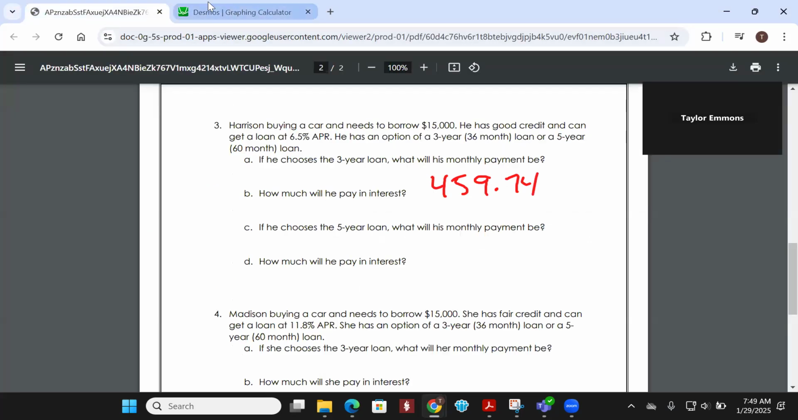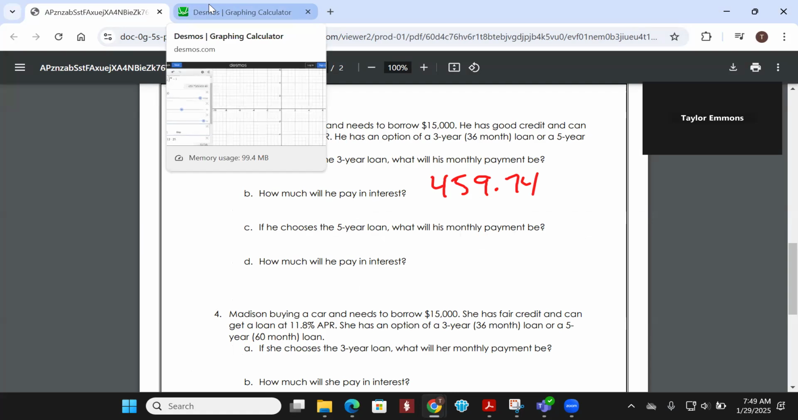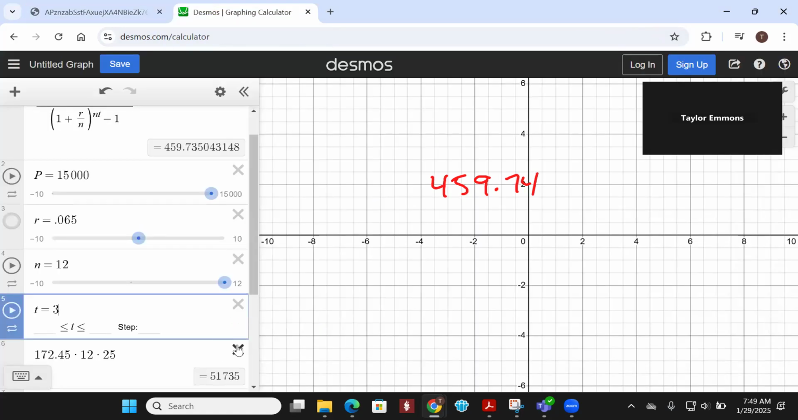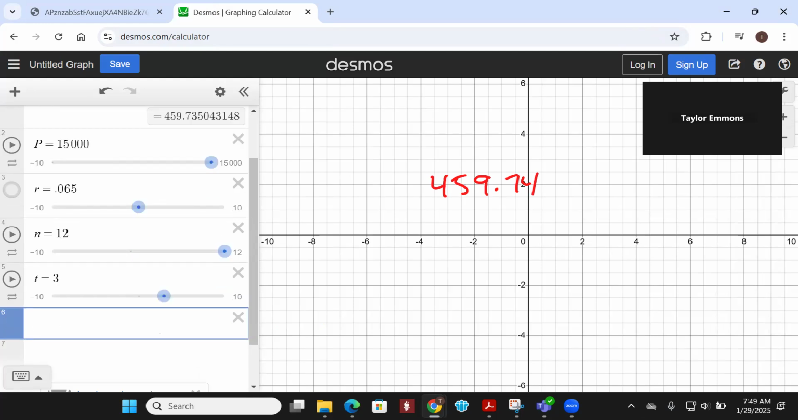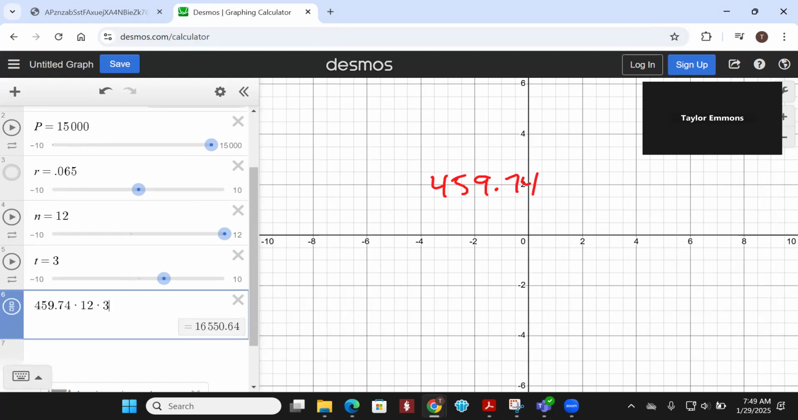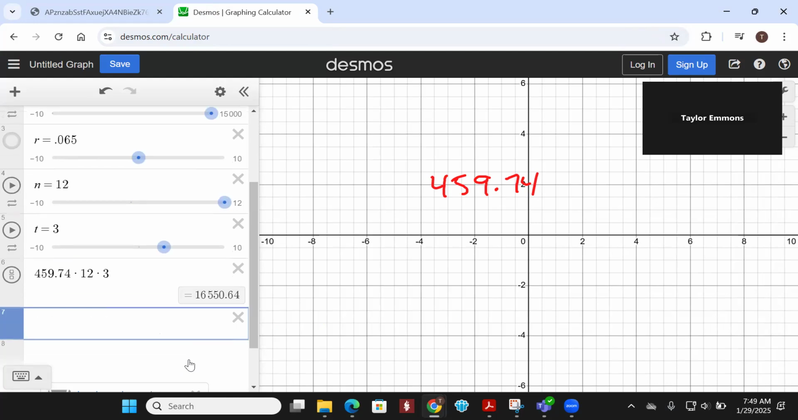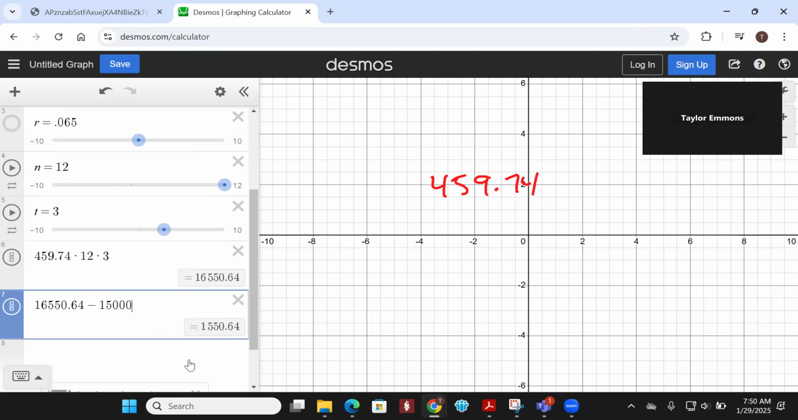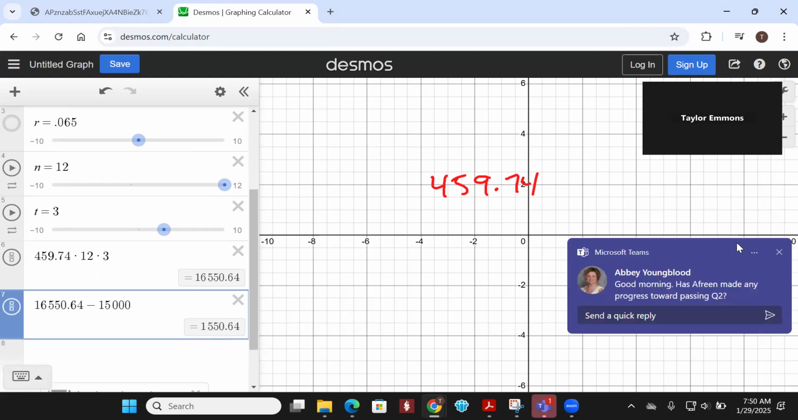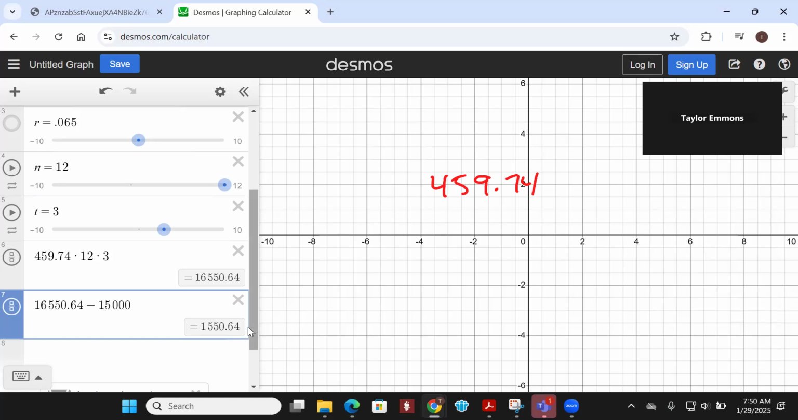Now, how much interest will he pay? So you've got to find the total and then you subtract the initial. So we're going to come down here and say, all right, his monthly payment was 459.74 times 12 times the 3 years. So his total is 16,550.64. And then we're going to subtract how much we took out. So 15,000. So he had an interest of 1,550.64. Good. Questions?